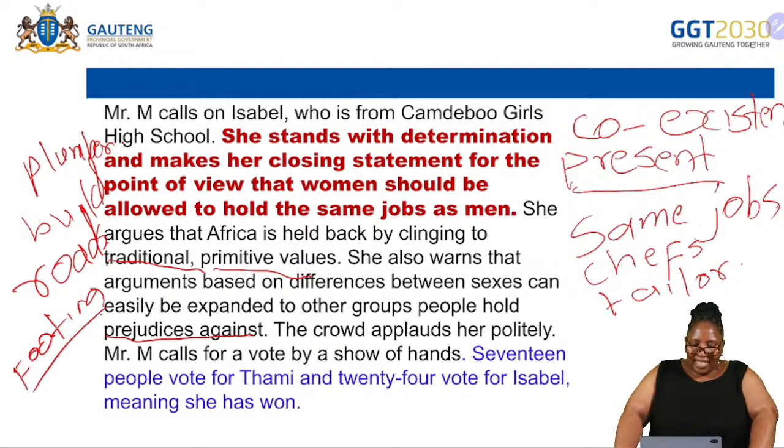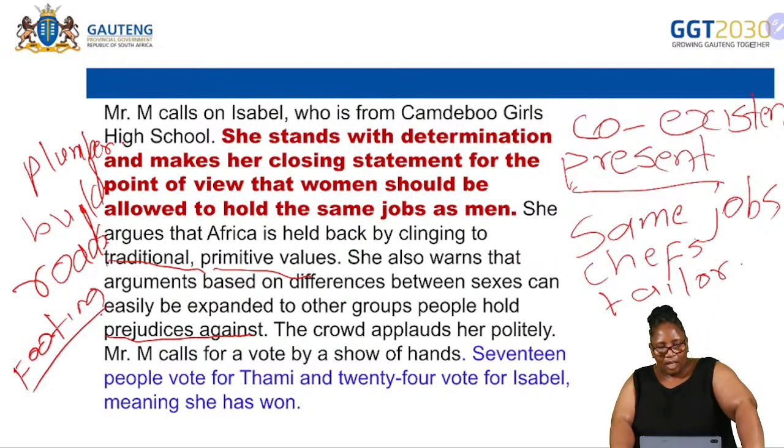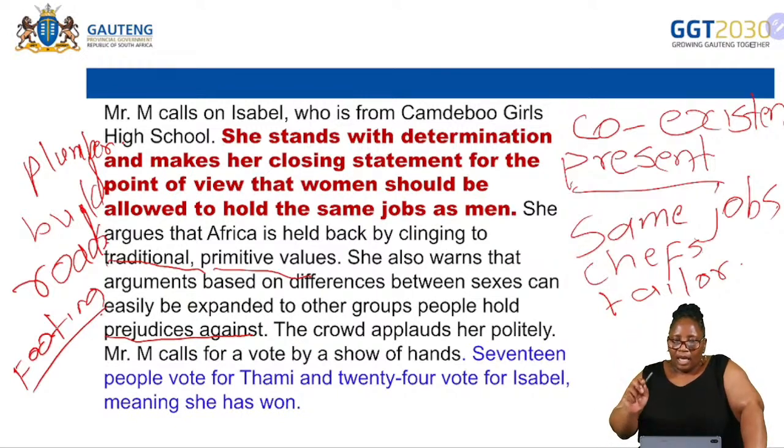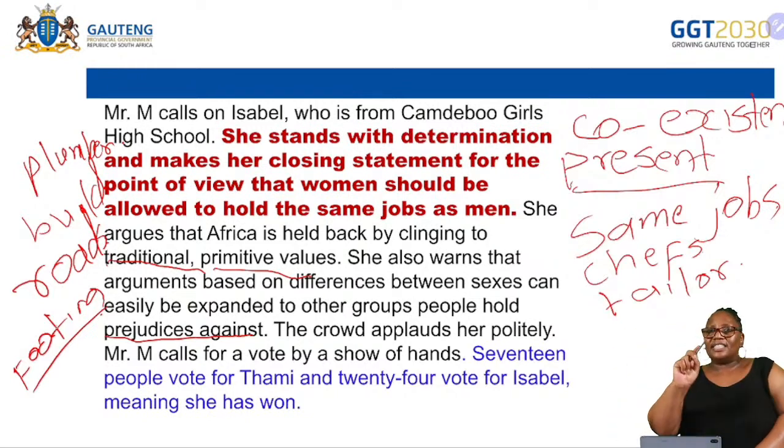That in view of the essential physical and psychological differences between men and women, there should be correspondingly different educational syllabi for the two sexes. All those in favor, raise a hand. What happens? Mr. M counts 1, 2, 3, 4, 5, 6, 7, 8, 9, 10, 11, 12, 13, 14, 15, 16, 17.